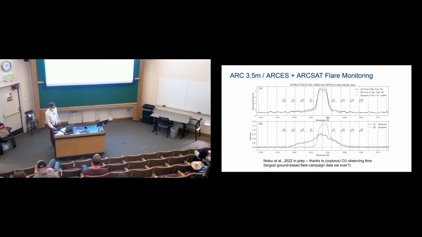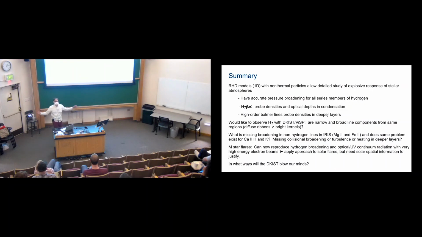And then finally, I want to point out ₦ux's flare campaign, maybe the largest ground-based flare campaign data set ever, using data from the telescopes at Apache Point Observatory. We just don't see symmetric broadened hydrogen lines in flares. We see a variety. We see blue shifts, we see red shifts, we see blue shifts, then red shifts, shown here for a flare in YZ CMi. So I'll end there. Thank you for your time.